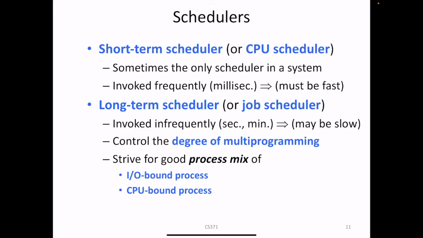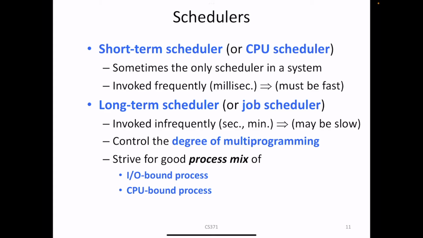So this scheduler is often invoked infrequently. So it is in second or even minute level. So this scheduler can be running slower, and also the job scheduler can be designed very complicated. So the main goal of a long-term scheduler is to control the degree of multi-programming.